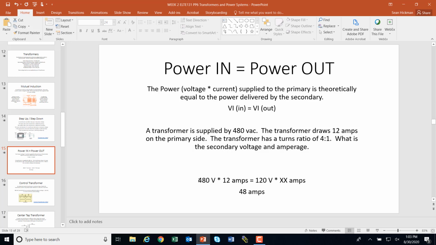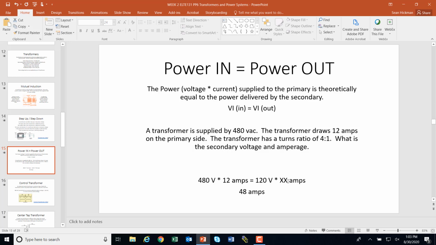So 4 to 1. So if we have 480 here, the ratio of 4 to 1 is 120 on the secondary, because 120 times 4 is 480. So this is a step down, and it stepped it down by a factor of 4, 120 volts. So then we want to know what is the amperage on this side. Well, remember, power in equals power out. So 480 times 12 has to be equal to 120 times X, okay?